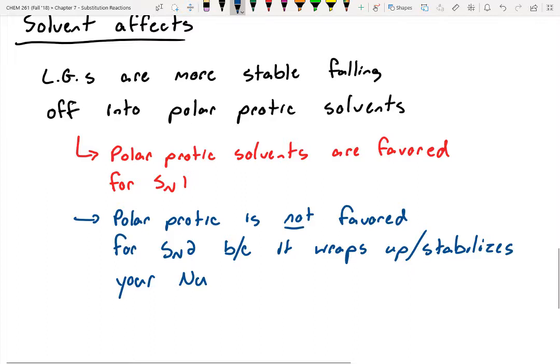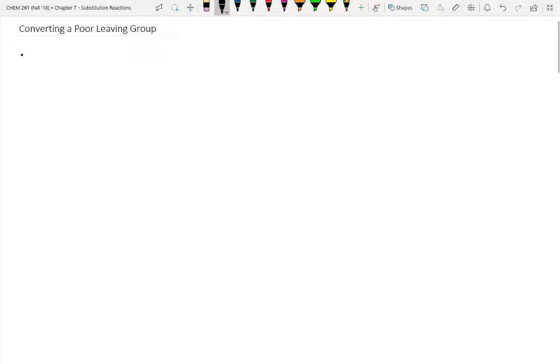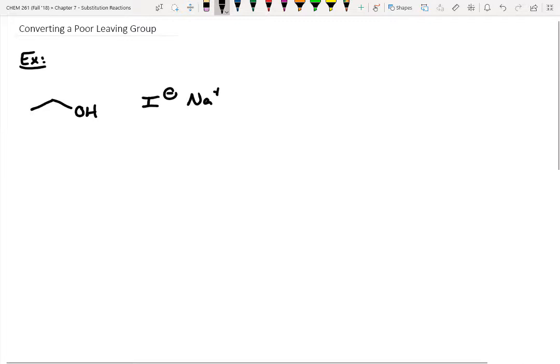All right, so we've got another problem. What if we're stuck in a situation where we just simply don't have a good leaving group? What should we do? So I'll show you a few tips and tricks and an example. So in this first example, let's say I've got hydroxide floating around, and I've got iodide as my nucleophile, sodium as my spectator cation. I could say, well, this iodide could attack in, do an SN2 reaction, could kick off OH, and I could substitute this on.